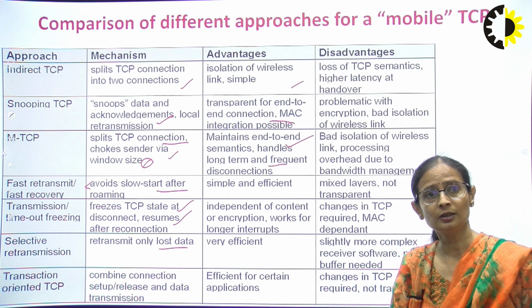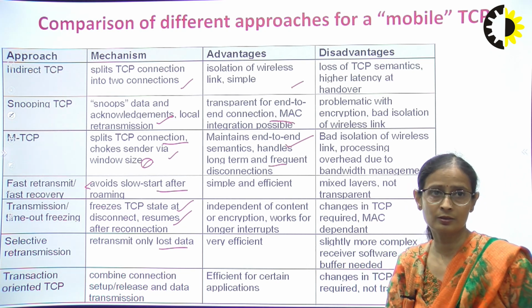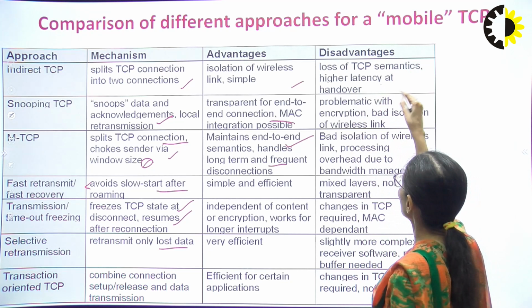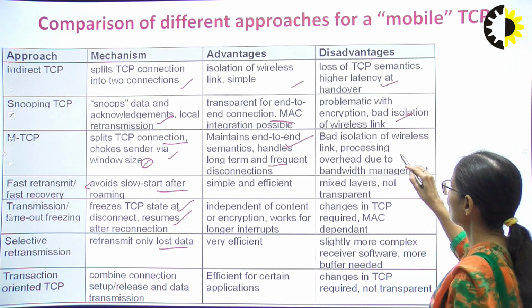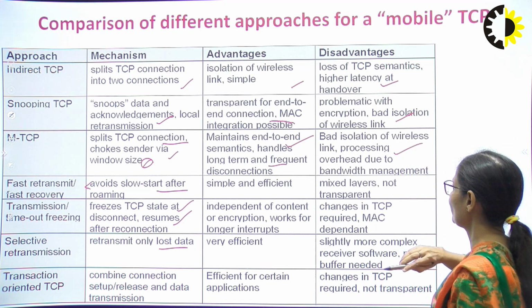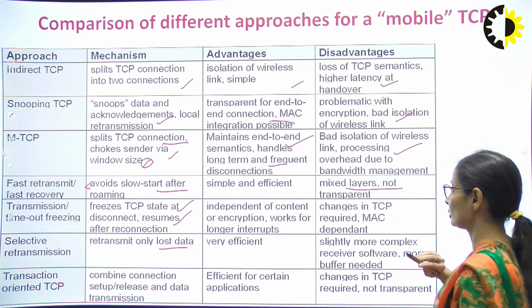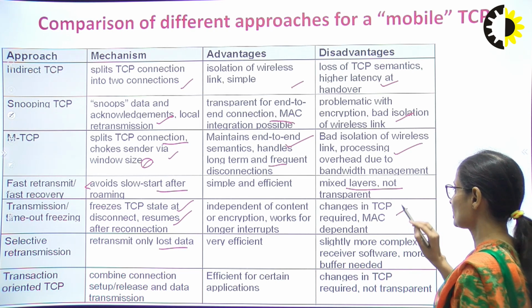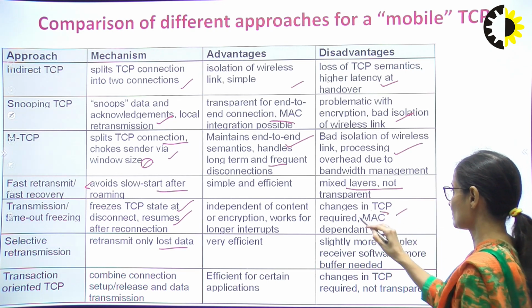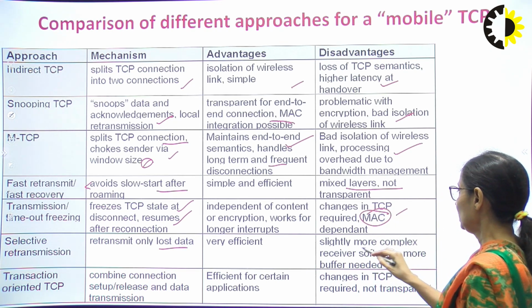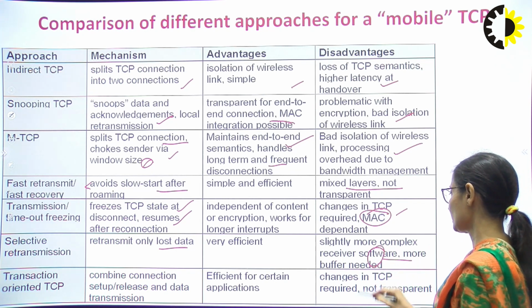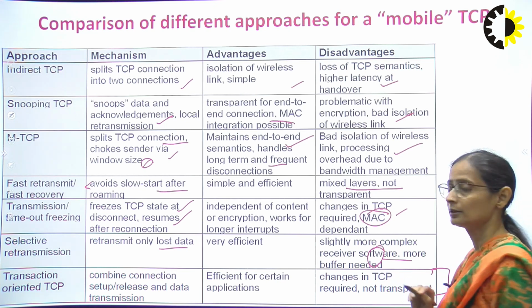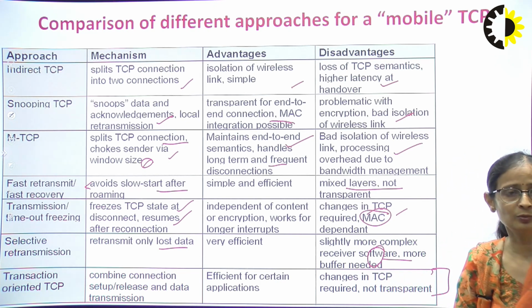But the disadvantages are loss of TCP semantics, higher latency at handover in this case, problematic with encryption, bad isolation of the wireless link, again bad isolation of the wireless link, in this case mixed layers, not transparent. In this case, changes in TCP are required because it depends upon the MAC. Slightly more complex receiver software, and more buffer is required in this case. Again, here we require changes in the TCP protocol.